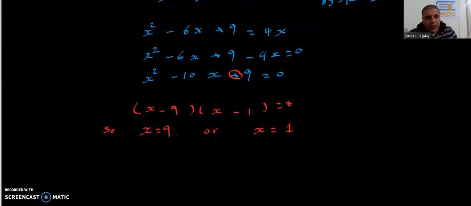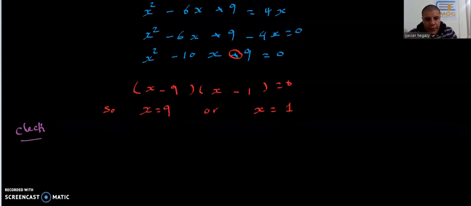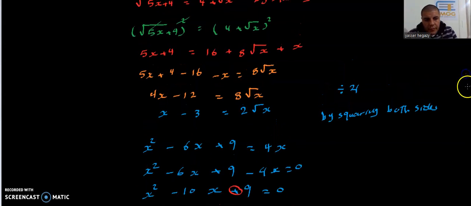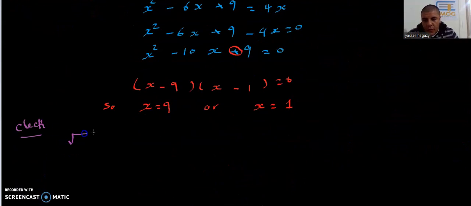But I don't know if my answer is correct or not, so you must check your answer. When x is equal to 9, the equation was the square root of 5x plus 4 is equal to 4 plus the square root of x. So 5 multiplied by 9 equals 45 plus 4, the square root of 49 is 7. And here 4 plus the square root of 9, which is 3, equals 7. So 7 is equal to 7. So x equals 9 satisfies the equation.